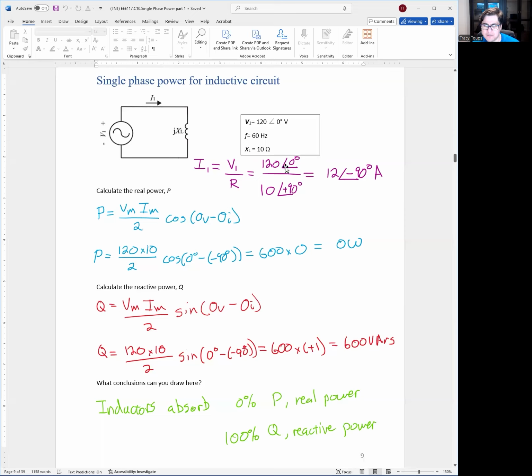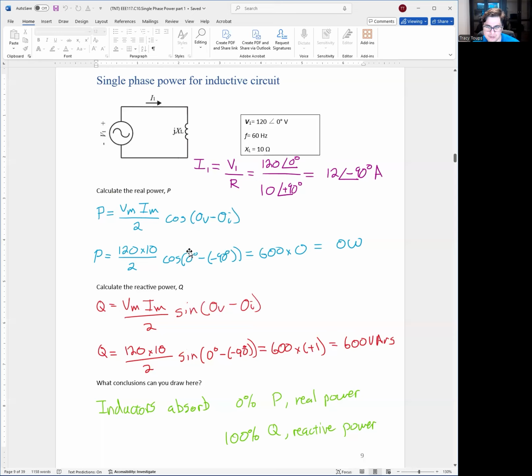So immediately you can see between the voltage and current, there's a 90-degree phase shift. Again, that's giving us another hint of what's going on. So calculate the real power, P. P equals Vm Im divided by 2 times cosine of the angle between the voltage and the current. Don't have to worry about the first half because we know the second half is 0.